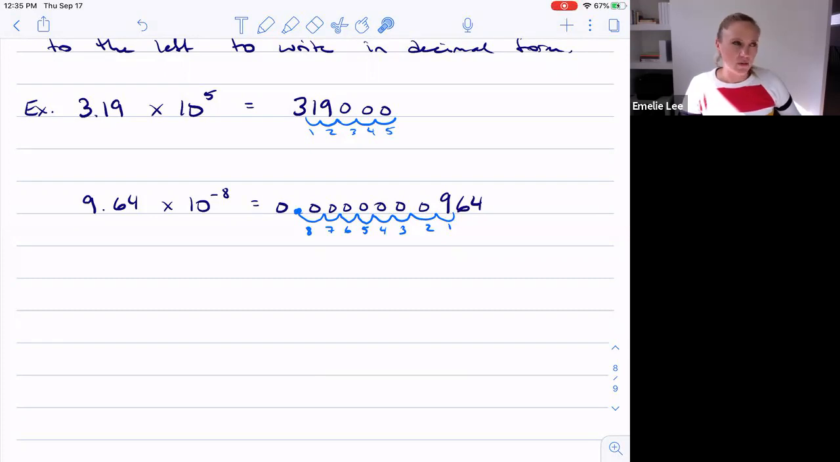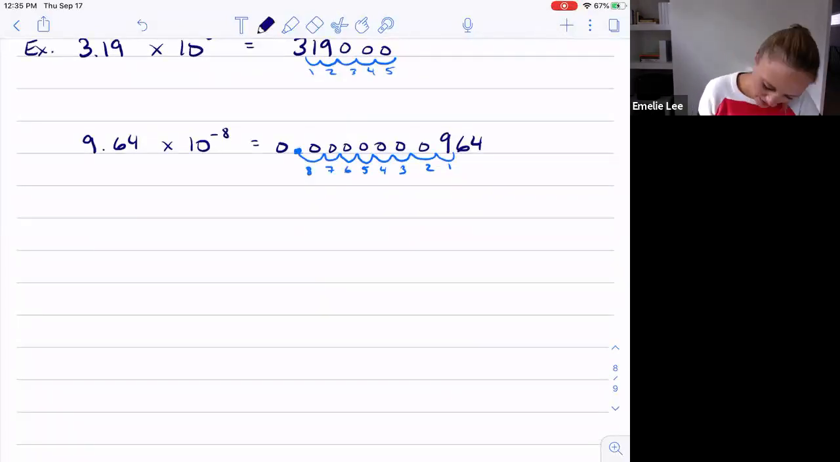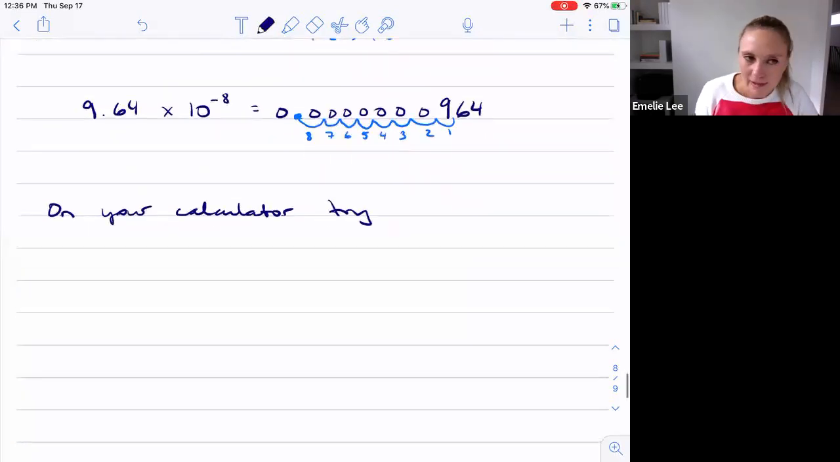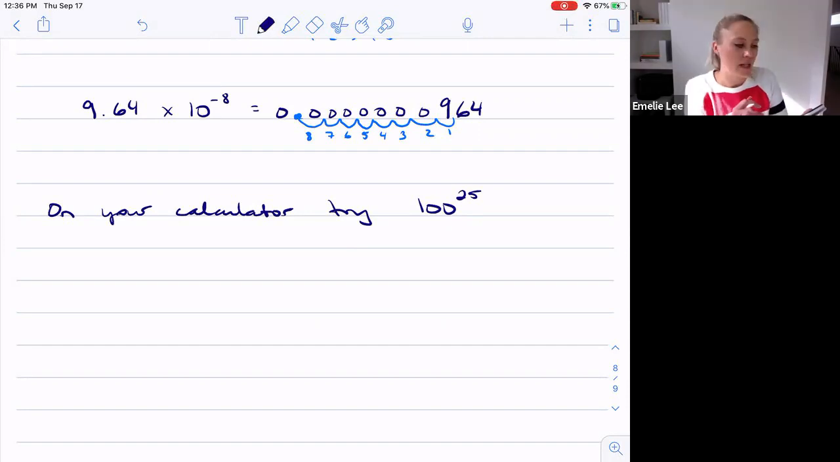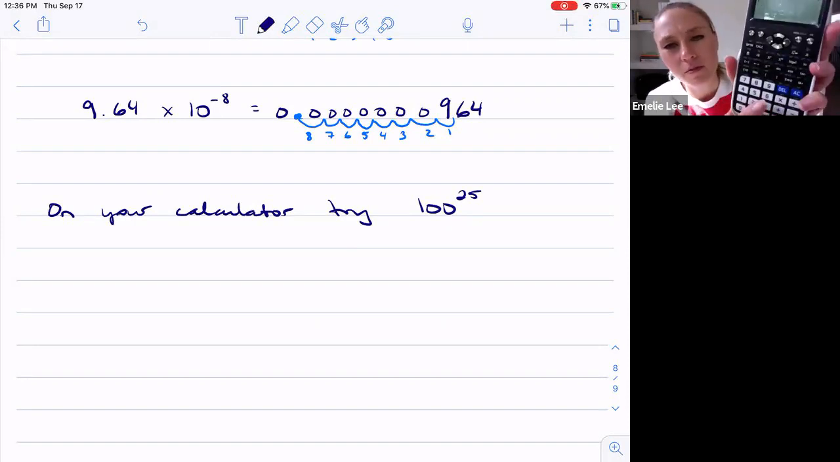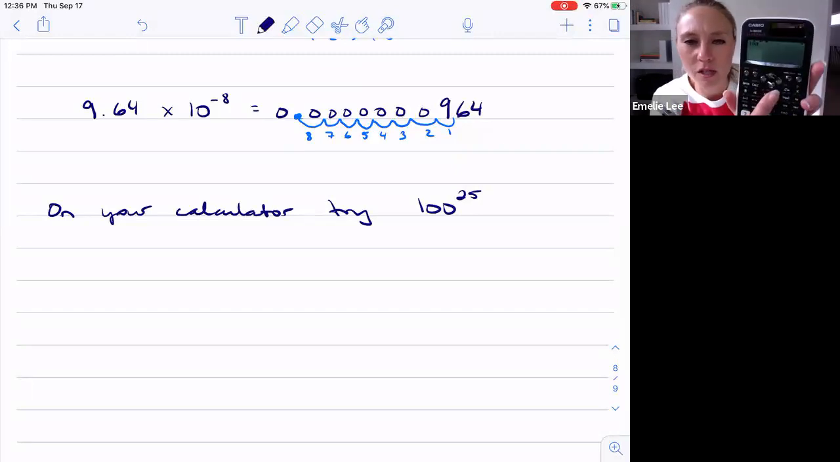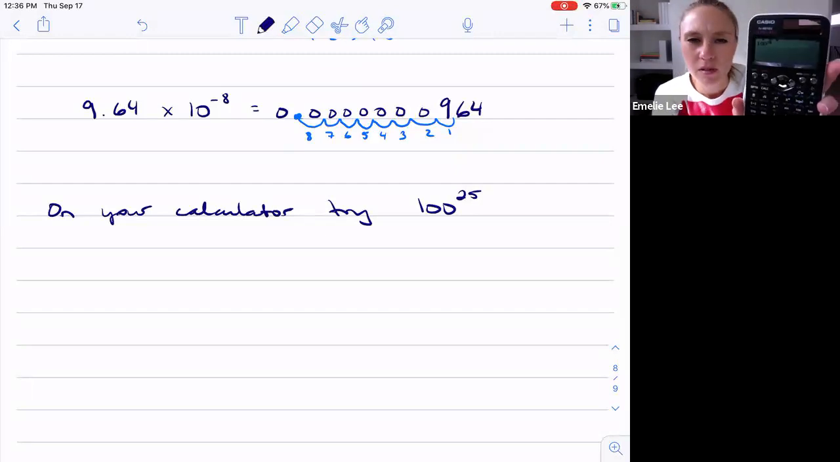So that's about all we'll do with scientific notation. One thing to keep in mind though is it's more about your calculator. Depending on what calculator you're using, it's going to be really important that you know what scientific notation looks like on here. So on your calculator, try 100 to the power of 25, just something really huge. Depending on your calculator, you'll probably have an x to the power of a blank value button. So I do 100 and then hit that button and it should put me up top. 25.